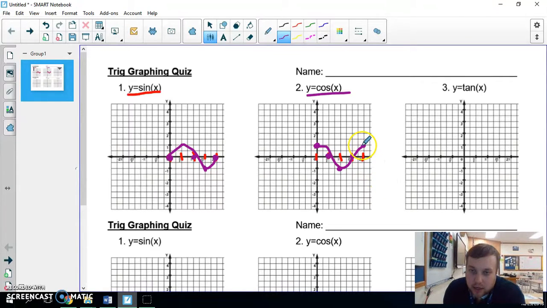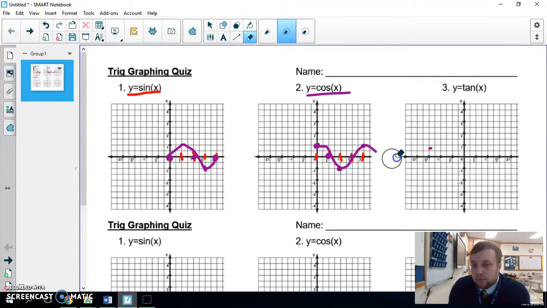And if we continued on, it could keep going like that, and that. Only a lot better than that. You only need to graph one period.